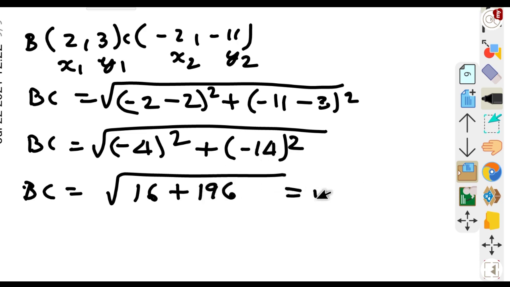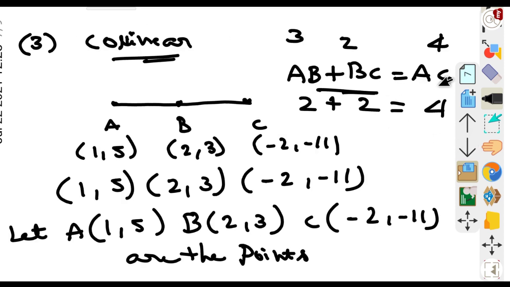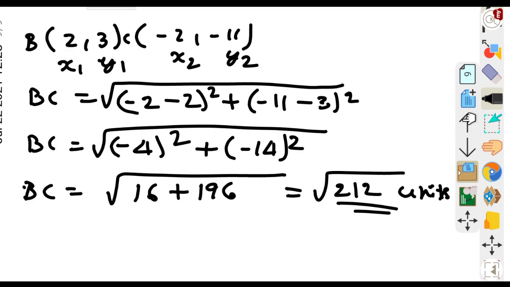So therefore, if you add this, 196 plus 16 is 212. So therefore 212 units. Now this is the answer for BC. Okay, next we need to find the distance between AC.